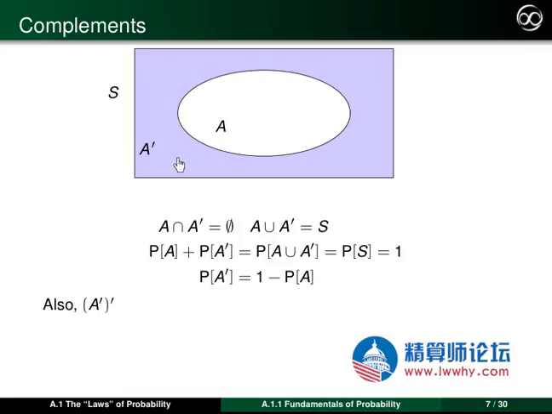Another mathematical way you could see this is: what is the complement of A complement? A prime is the blue stuff. A prime prime is everything that's not blue, namely the white stuff. So it's just A. Right? And so if you just reverse A and A prime, you get the probability of A is 1 minus the probability of A prime.